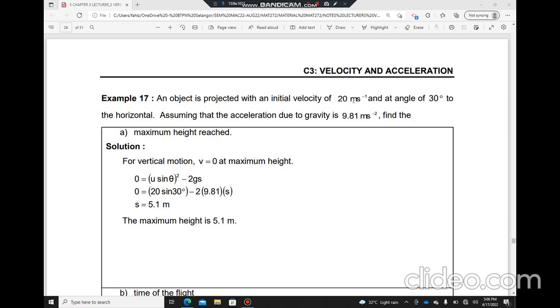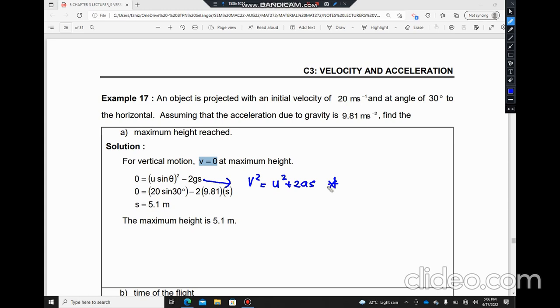Okay, so assuming that the acceleration due to gravity is 9.81 m s^-2, find the maximum height reached. At the maximum height, kita dah tahu kalau maximum height, the vertical motion v equals 0. So now we can set that v equals 0. Okay, and then we can use formula, this one, v square equals u square plus 2as.